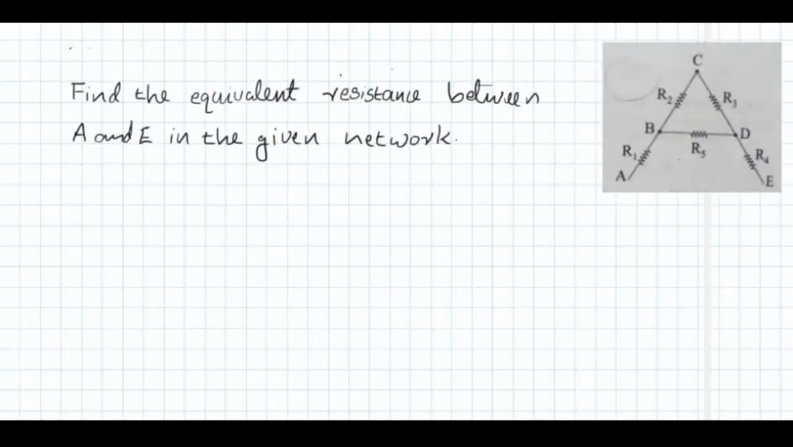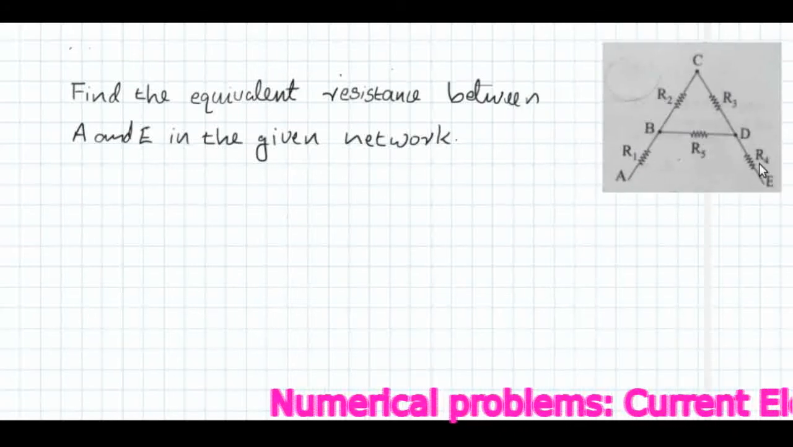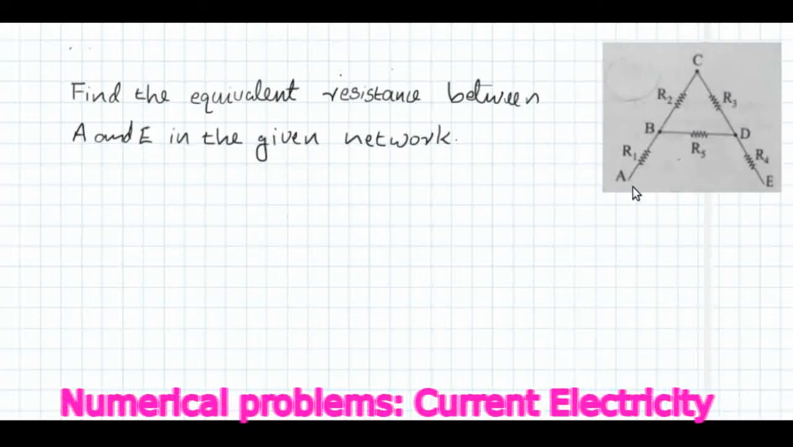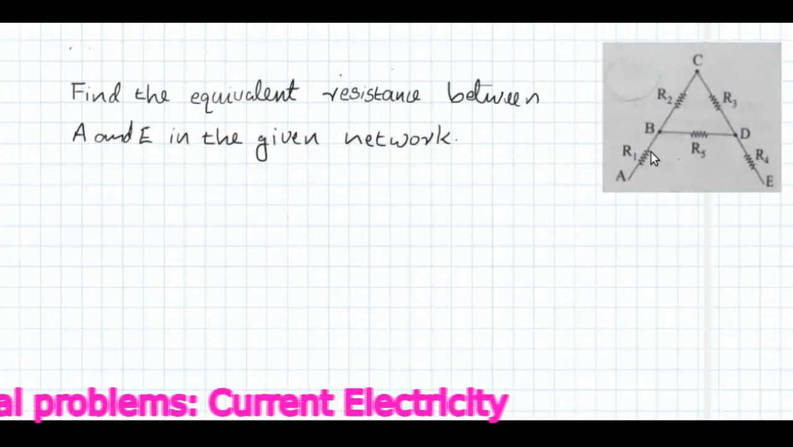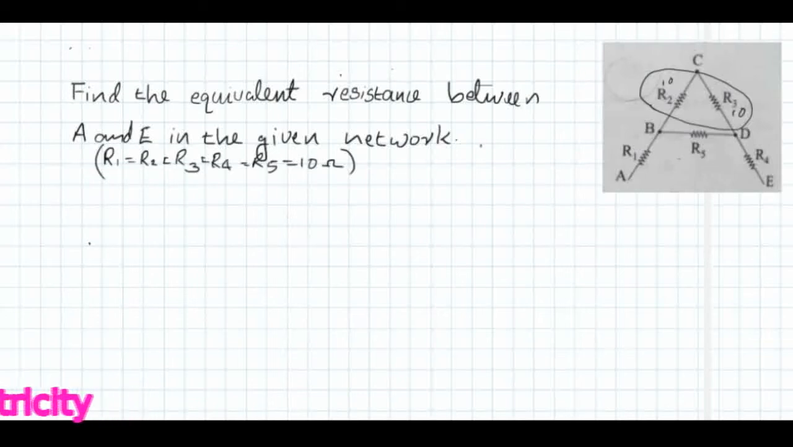Then the next question: find the equivalent resistance between A and E of this network. So this is the point A, this is the point E. What is the effective resistance of this network? There are resistors R1, R2, R3, R4 and R5, and each resistor has a value of 10 ohm.